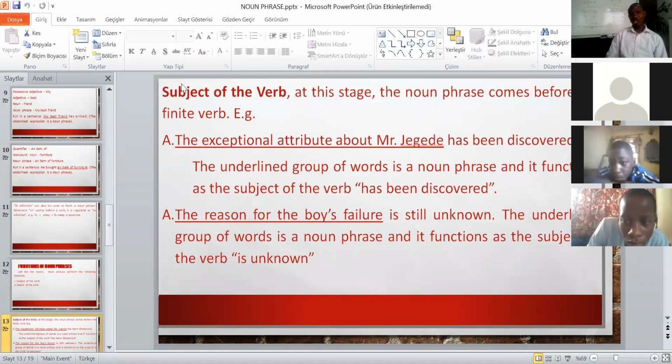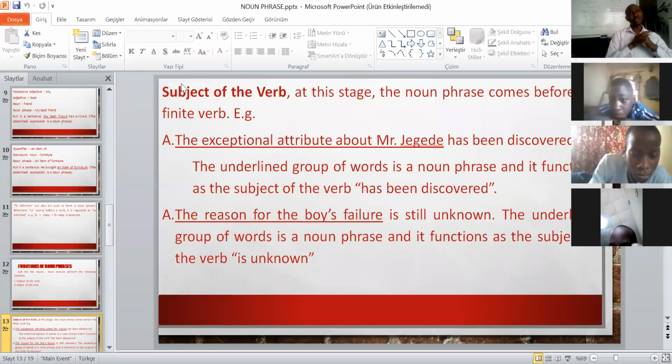The exceptional attribute about Mr. Jegede has been discovered. You can see the underlined group of words is a noun phrase and it functions as subject of the verb has been discovered. The second one, the reason for the boy's failure is still unknown. This is also a noun phrase and it functions as subject of the verb is. It means that whenever we have a noun phrase coming before the finite verb, we take it to be the subject of the verb.